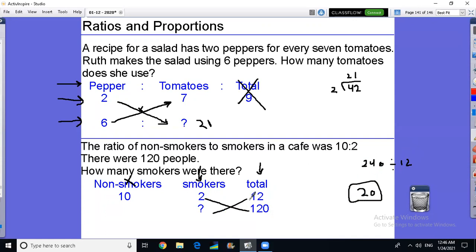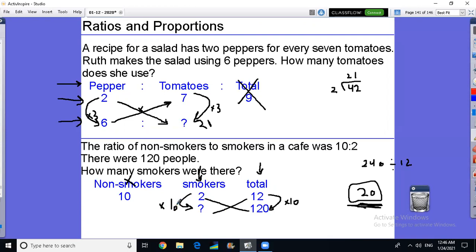This is one way. But there is also another way we could have used: multiplying the 2 by 3 here, then the 7 by 3 to give us 21. Oh, that is a piece of cake, mister. And the same thing here: we multiply the 12 by 10 to give us 120. We also need to multiply the 2 by 10 to give us 20. This is the 20 that we got from the division. Oh, mister, this way is so much easier than the cross multiplication.